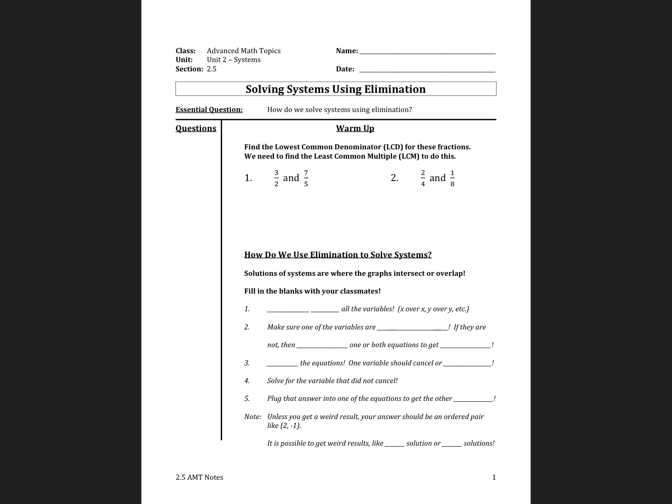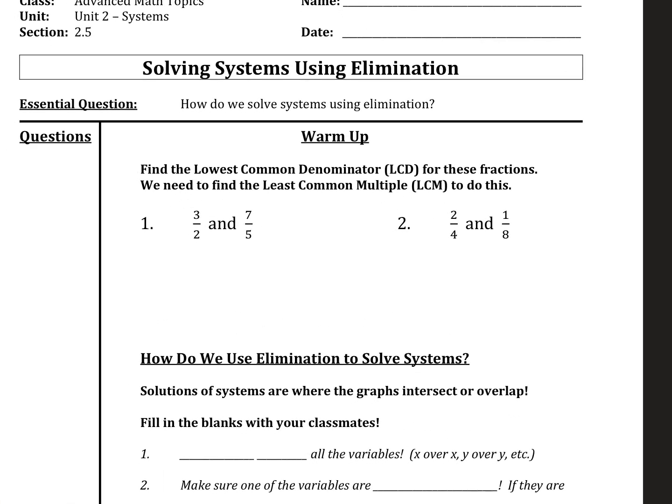So today's section is 2.5. We're solving systems using elimination. Our essential question is, how do we solve systems using elimination? For our warm-up here, it wants you to find the lowest common denominator, or LCD, for these fractions. We need to find the least common multiple to do this. Go ahead and see if you can figure this out.